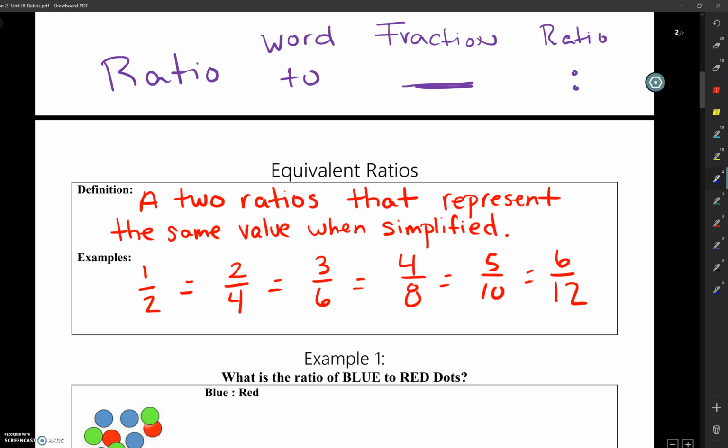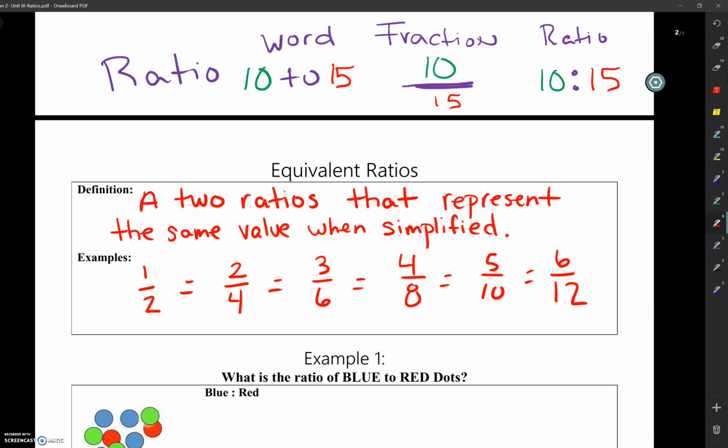Now, for example, what is the ratio of 5th graders in our class to 6th graders? Since I said 5th graders first, that number will always go first. We have 10 5th graders in our class, so 10 will go on top, and we have 15 6th graders. So the ratio is 10 to 15. This is our ratio in our class. Now we also have an equivalent ratio that we can pull from here, and we'll explain that a little bit more. What is an equivalent ratio?